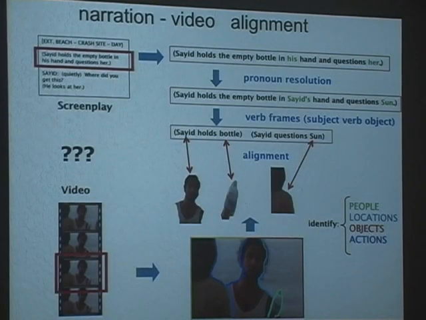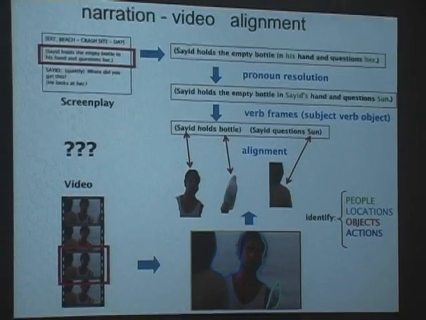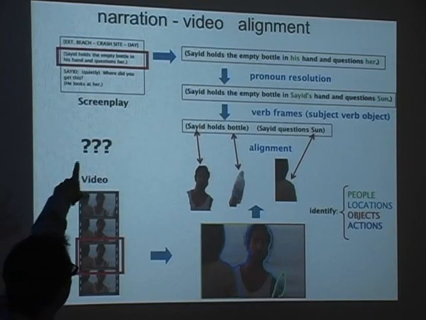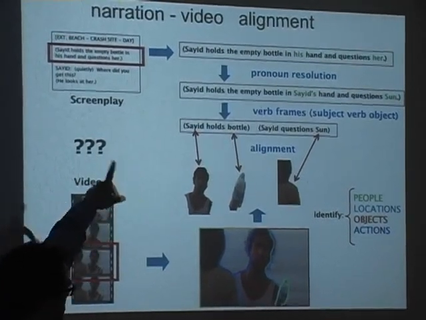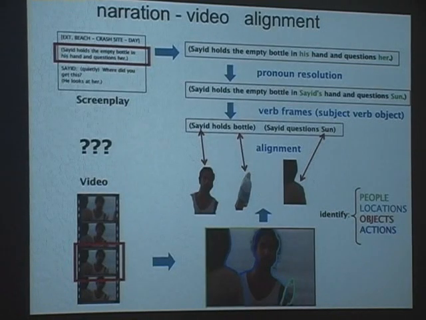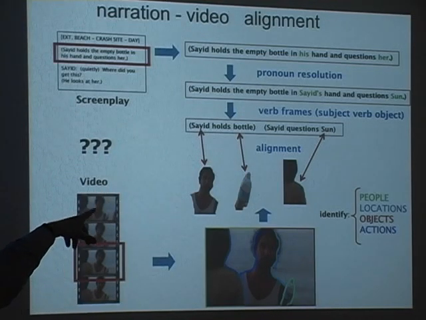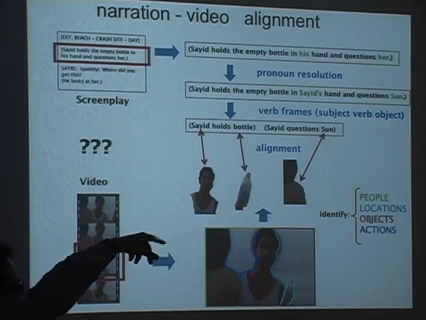Now we're going to try to align, at a finer level, the parsed text screenplay and the videos. Given the screenplay, we do pronoun resolution. Why are we doing this? Because in the screenplay, first of all, the interesting bits are not the dialogues, because they don't convey any information about the visual scene. The interesting bits are the narrations, but more than half of them contain pronouns, so we need to resolve them in order to align them with people. In this example, in 'Said holds the empty bottle in his hand', 'his' becomes Said's, and 'her' becomes son, given the context.